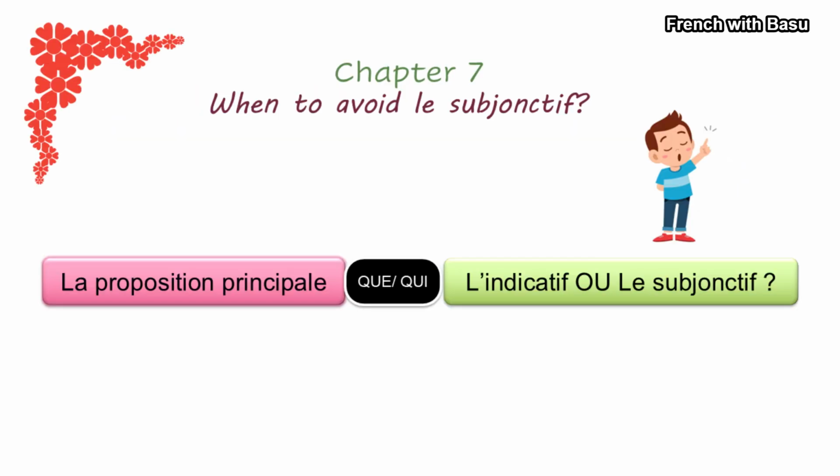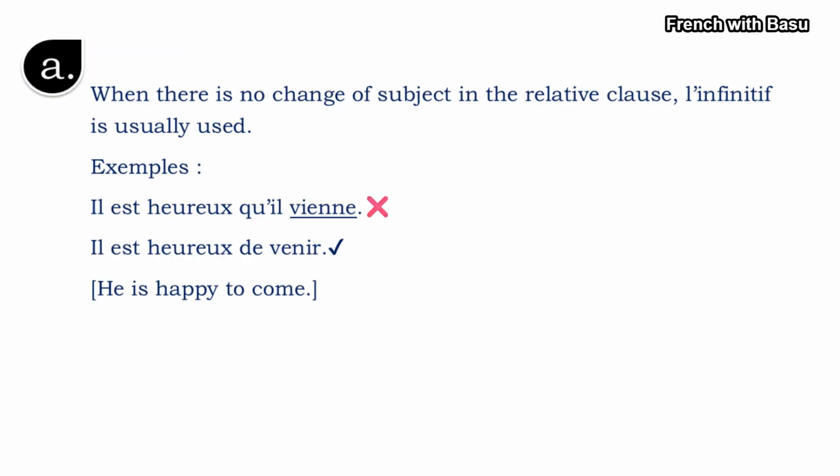Chapter 7. When to avoid le subjonctif. A. When there is no change of subject in the relative clause, l'infinitif is usually used. Il est heureux qu'il vienne will not be appropriate. Il est heureux de venir. He is happy to come. Here, in both the clauses, the subject is the same, so there is no question of using le subjonctif.